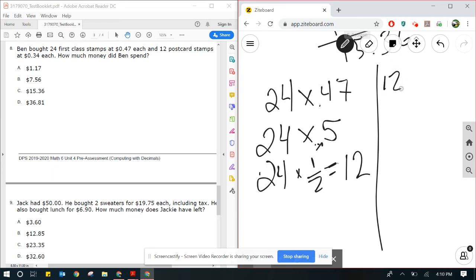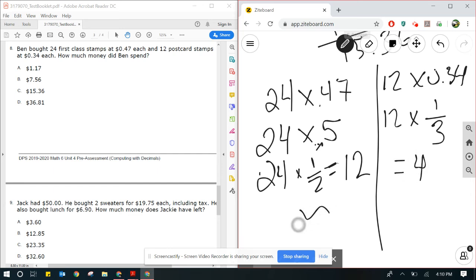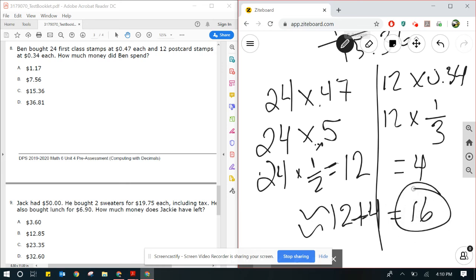Now I'm going to take 12 times 0.34. And if you know your decimals, you know that this is close to a third. So this is 12 times 1/3. Estimating, well, 12 times a third would be 12 divided by 3, which is equal to 4. So the answer is going to be close to 12 plus 4, which is equal to 16. So whatever answer is close to 16 is C, $15.36.